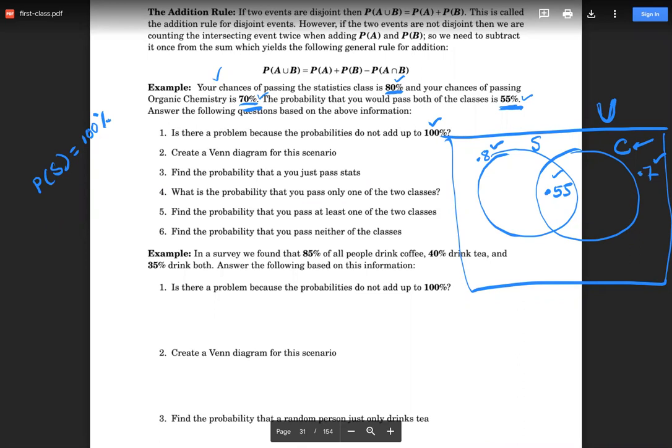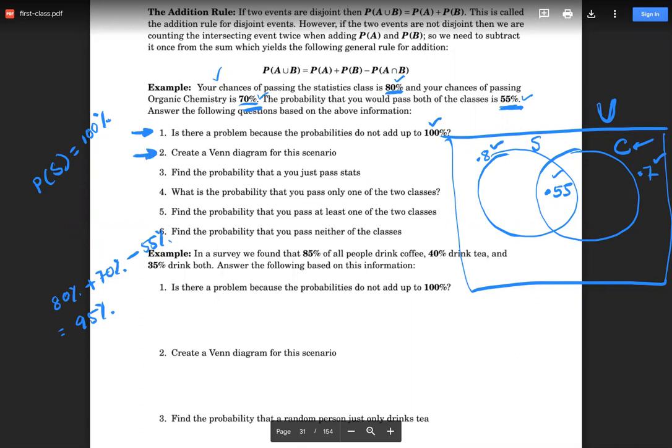So if you subtract once, it's going to come down below 100%. Okay, so 80% plus 70% minus 55%, which is, by the way, 95%, you can see. So it's coming down below 100%, but it should actually be exactly equal to 100%. We'll talk about it shortly. So it's not a problem. Create a Venn diagram. I did it.